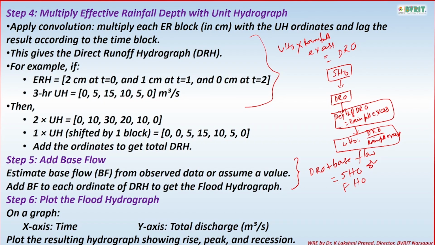So now what I am asking: the UH ordinate is given. From this, you need to find the rainfall excess. Once the rainfall excess is found, then naturally DRO is equal to UH ordinate into the rainfall excess, right? Then SHO is equal to DRO plus base flow. So previously we went from storm hydrograph to unit hydrograph, and now from unit hydrograph to storm hydrograph.